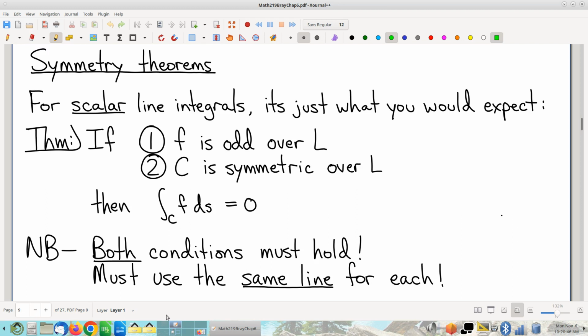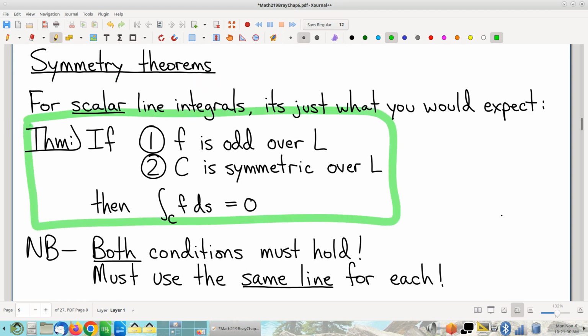Next one, we have symmetry theorems. So these are, it's just a wonderful theorem. Just like with double integrals, just like with triple integrals. And you'll notice that the way I've written the theorem, I have deliberately laid it out on the page to look exactly like the symmetry theorem for double integrals and the symmetry theorem for triple integrals. That's because it's morally equivalent, right?